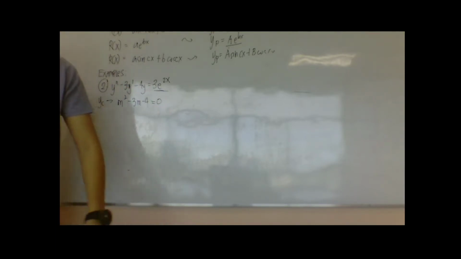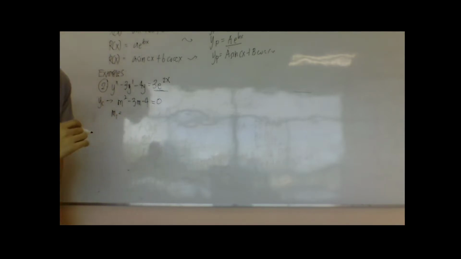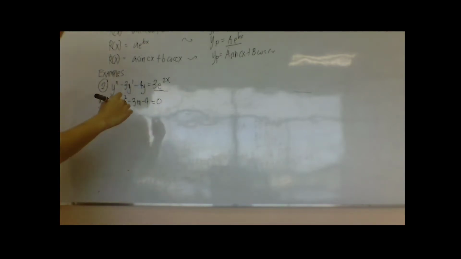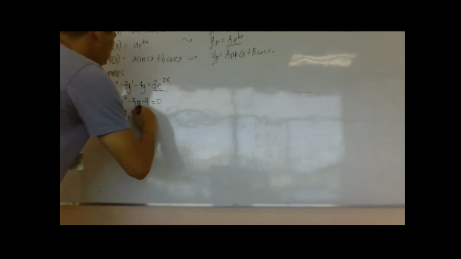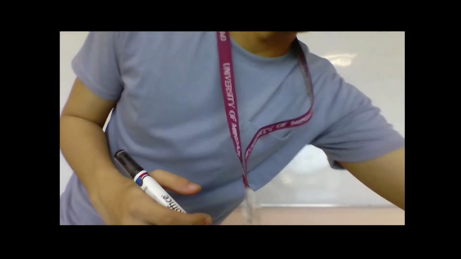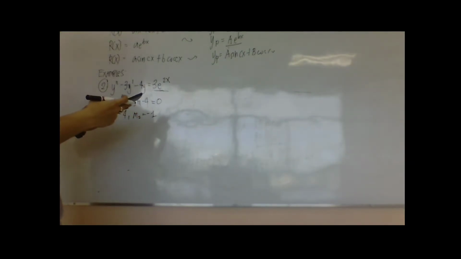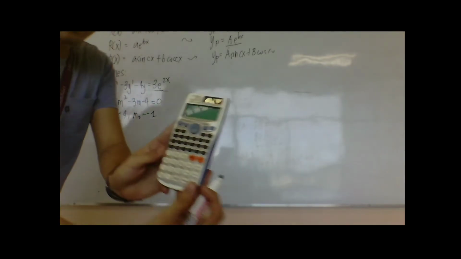So what are the values of our m? If we use our calculator, you can get m1 is equal to 4 and m2 is equal to negative 1. Okay, let's verify if that's correct. So 1, negative 3, negative 4. Okay, that's correct. So we have 4 and negative 1. What's next?